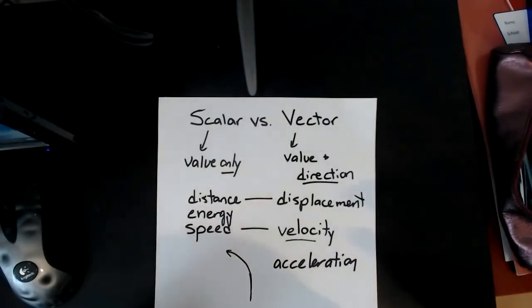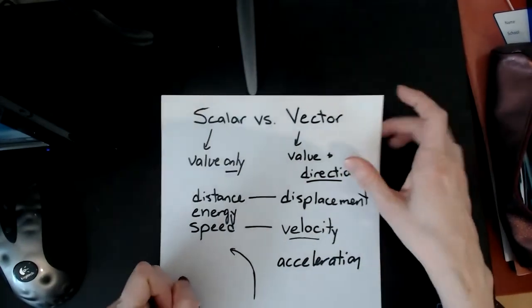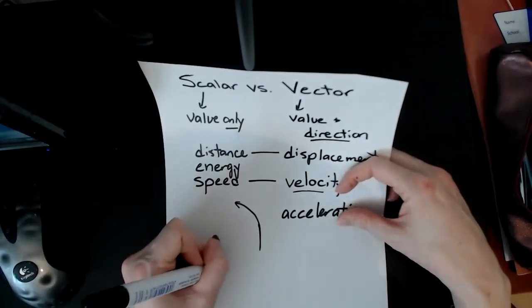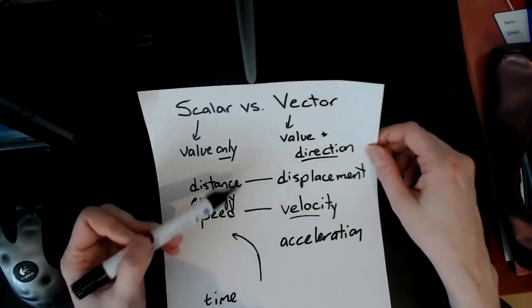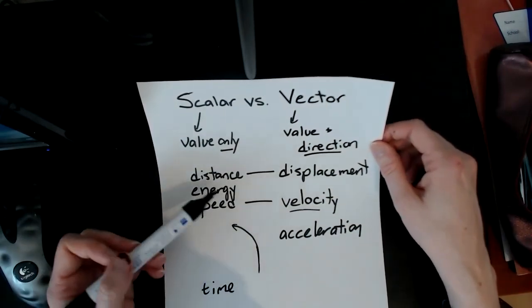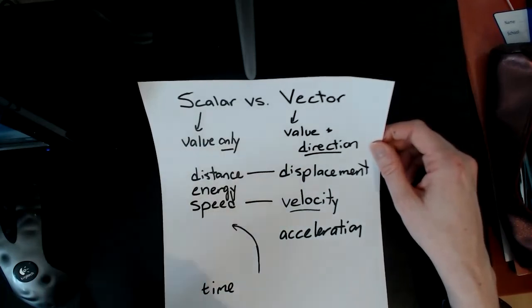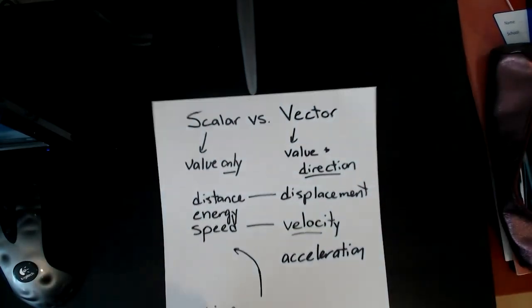Speaking of which, time would also be scalar. Time is a scalar quantity. So it might be a good idea to make a list of each of these so that you know which quantities could be scalar and vector. And if you're not sure, you can always email me and ask about it.